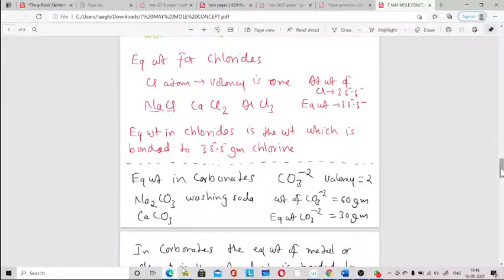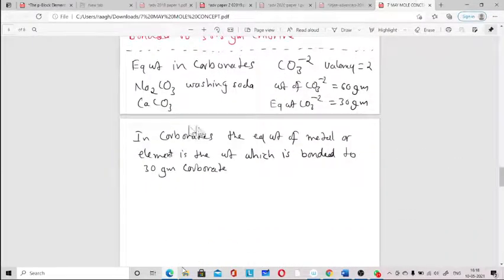That I told you. And again, in the carbonate, equivalent weight of metal or element is the weight which is bonded to 30 gram carbonate. This is your carbonate, CO3. So valency of carbonate is 2, weight of carbonate is 60, equivalent weight is 30. Okay, so that was this.